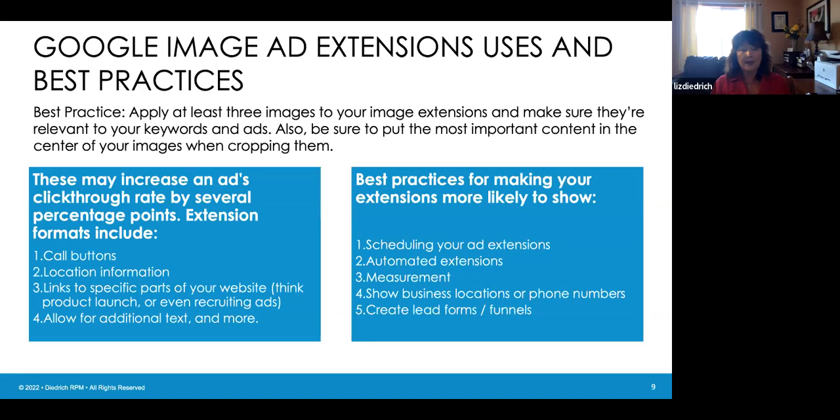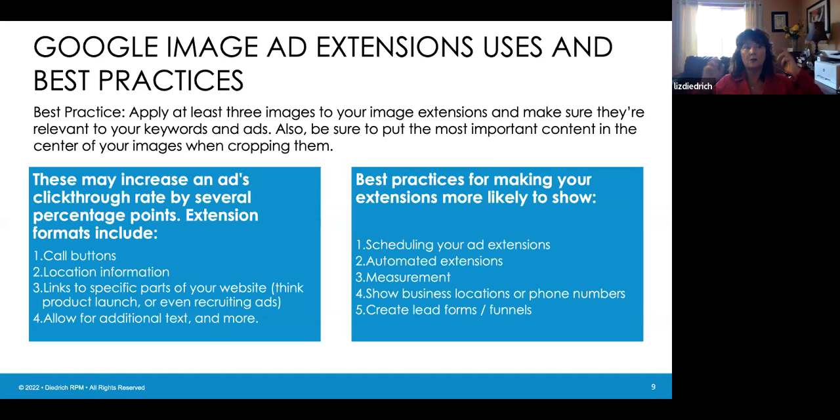So some best practices to think about: apply at least 3 images to your extension, and make sure that they're relevant in terms of your keywords, and that you've got the most important content in the center of the images when you're cropping them. Think about calls to action. So we call them CTAs. Make sure that you have incorporated calls to action, the location information, links to parts on your website.